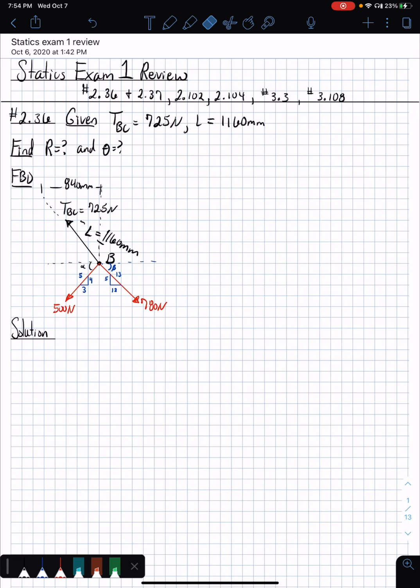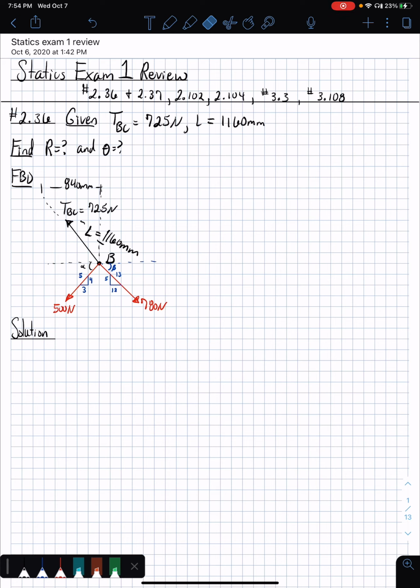Alright, I will, however, read off the question statement. That way we can at least have an audible response to it, or you'll be able to hear it. So we're going to start off with problem 2.36. Problem 2.36 states, knowing that the tension in cable BC is 725 newtons, determine the resultant of the three forces exerted at point B of beam AB.